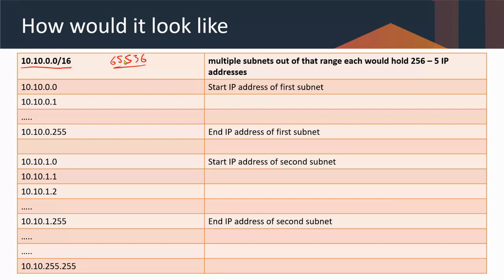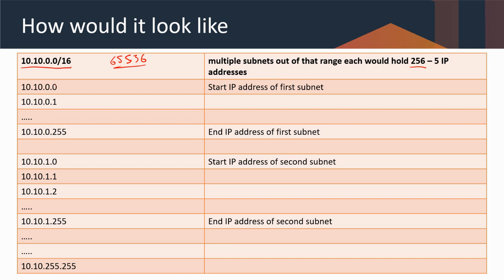Now, if we start slicing that network into smaller networks, which we call subnets, as we're going to see next on the coming few slides, each of those small subnets within that network is going to consist of 256 IP addresses.